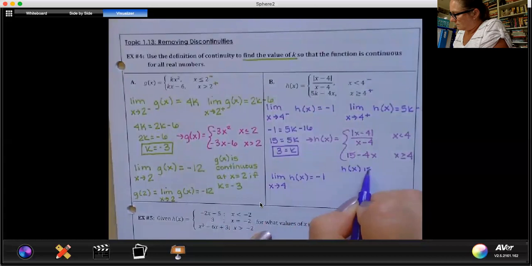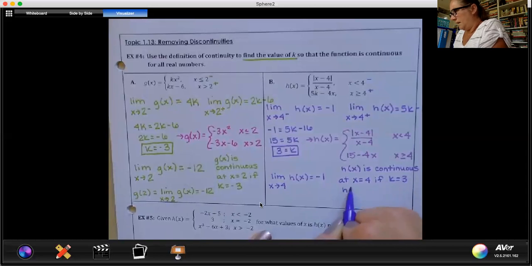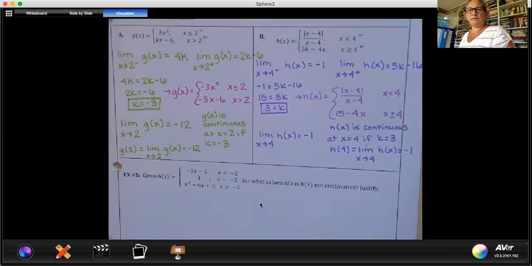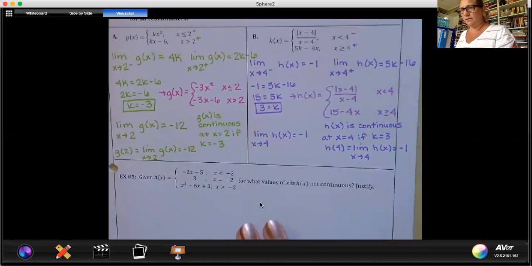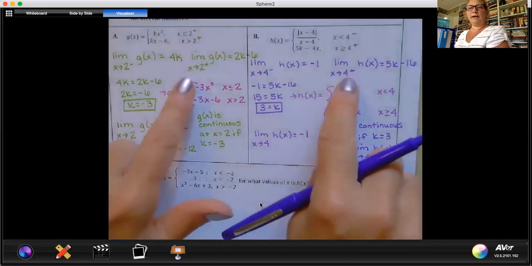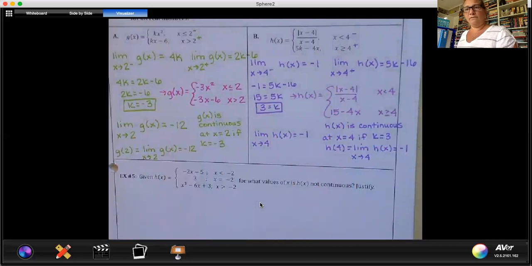H of x is continuous at x equals 4. If k equals 3, h of 4 is equal to the limit as x approaches 4 of h of x, which equals negative 1. Again, depending on what your question asks on an assessment, will depend on how much you need. In this particular case, if this were on a test or on a quiz, we could stop here, but we are adding our extras in case it asks you to prove that the function is continuous, or it asks you the value of the limit, or it asks you the value of the functional value.